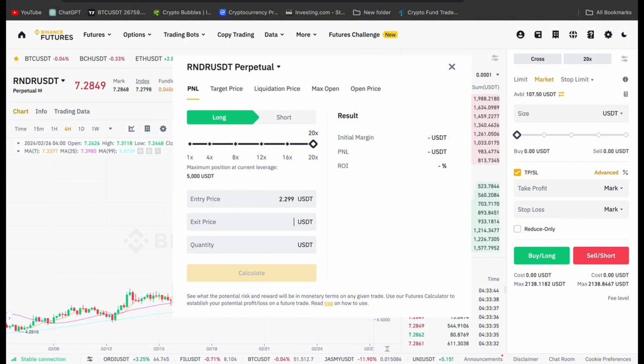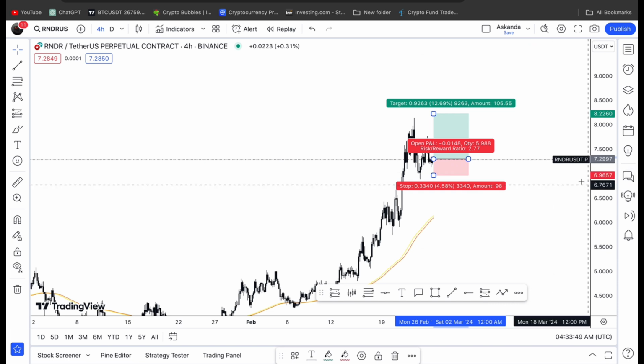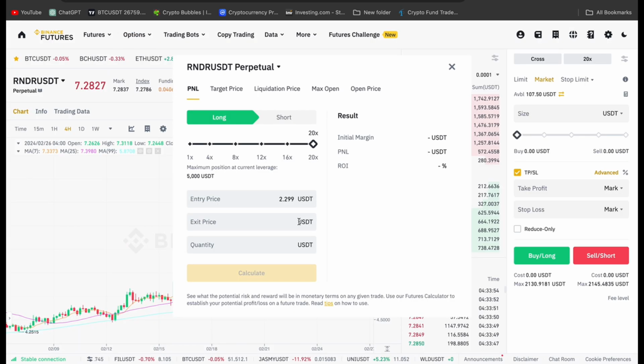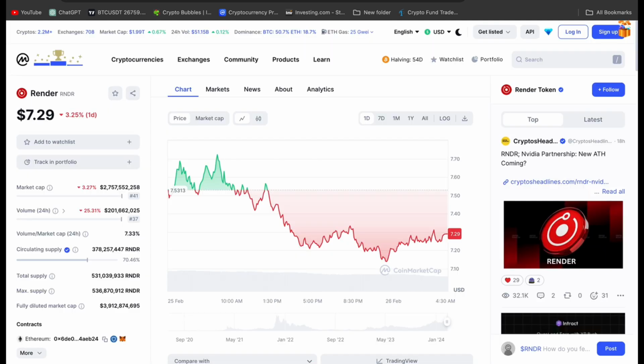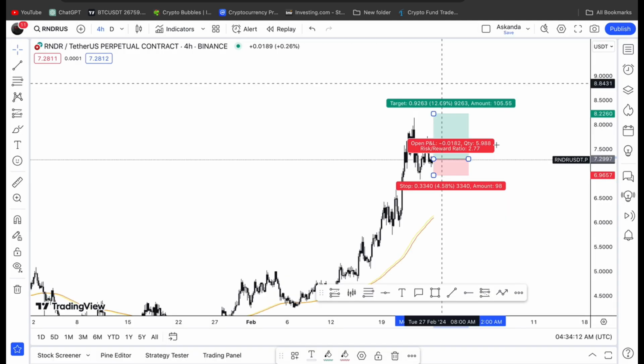Then the exit price. I usually like to calculate my loss before I calculate my profit. So we have 6.965 as our stop loss. If you don't understand anything in this video, please try and understand position sizing, because once you understand position sizing, it will be very hard for you to lose money in trading.